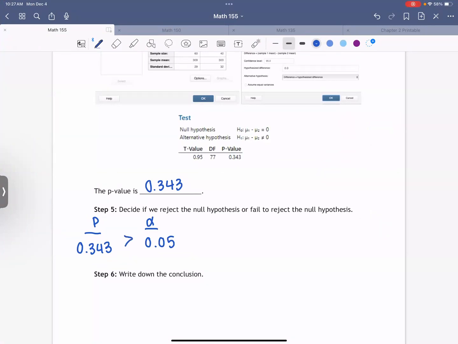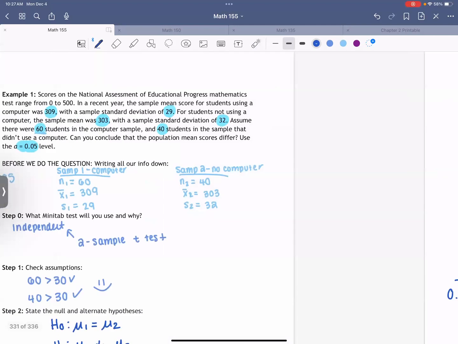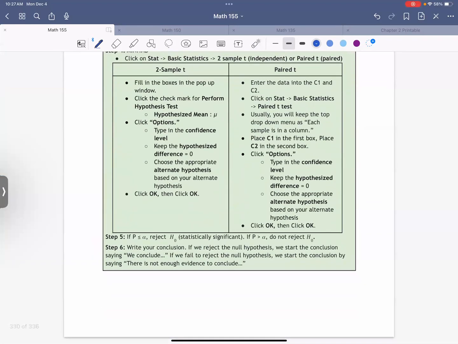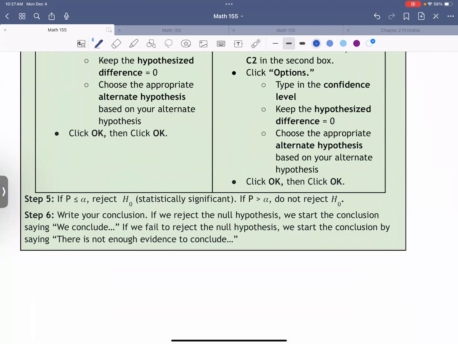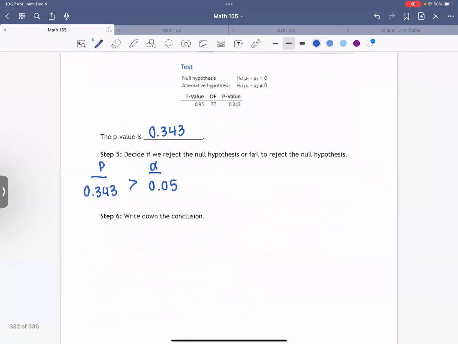P, perfect. And if p is greater than alpha, do we reject or do we fail to reject? If you don't remember, I actually have it on my list of steps here. So if p is greater than alpha, what do we do? Fail to reject, right? Don't reject, fail to reject, all the same. Fail to reject H0.